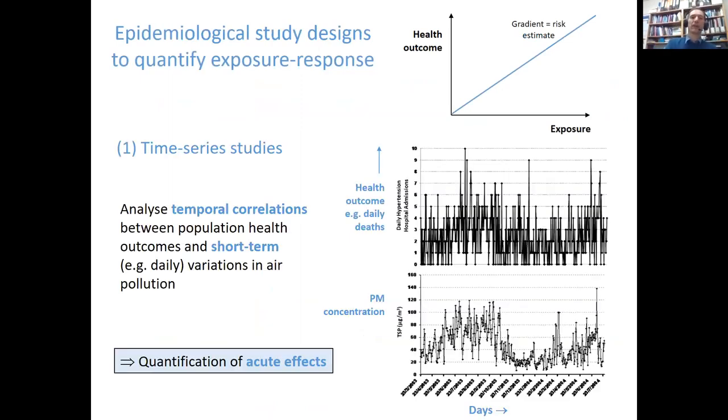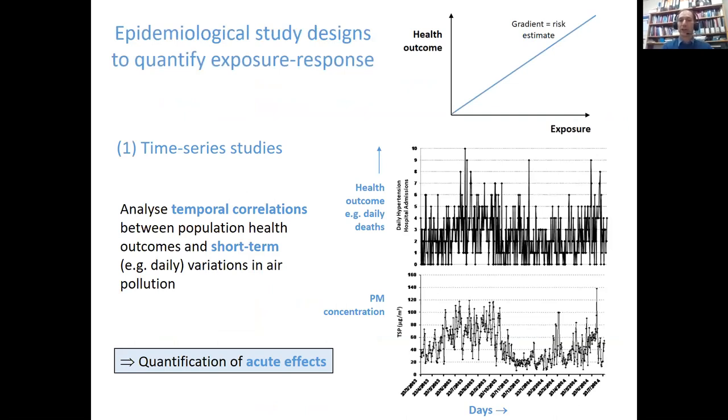So let's go back to consideration of the epidemiological studies and actually look at how one derives some numbers associated with these. A reminder that what we're essentially doing is just looking at regressions of exposure against health outcomes to get the gradient, which is our risk assessment. And there are two broad categories of population epidemiological studies. There are the so-called time series studies. And here one's looking for correlations in time, i.e. temporal correlations between your population health outcome, let's say mortality, and short-term variations in air pollutants. So typically it might be a daily average.